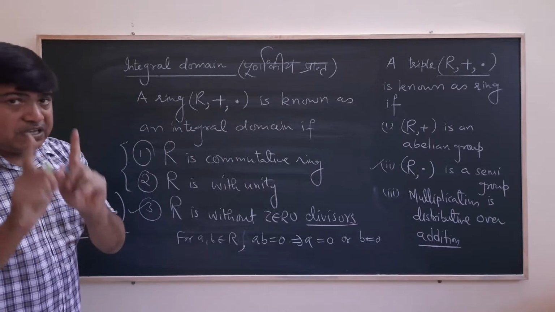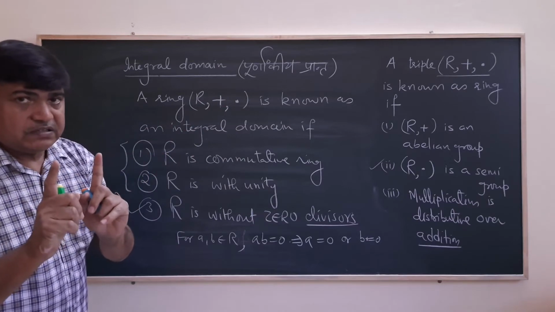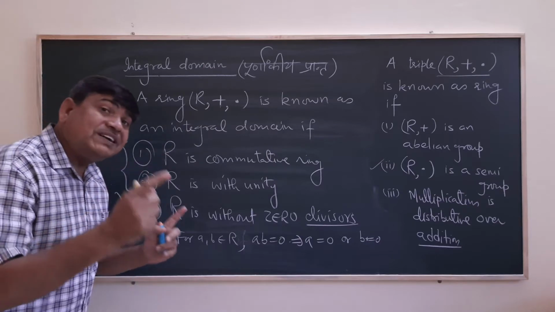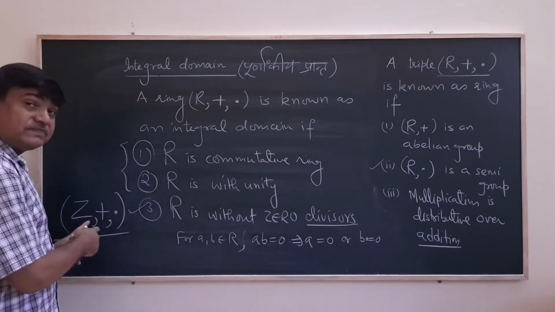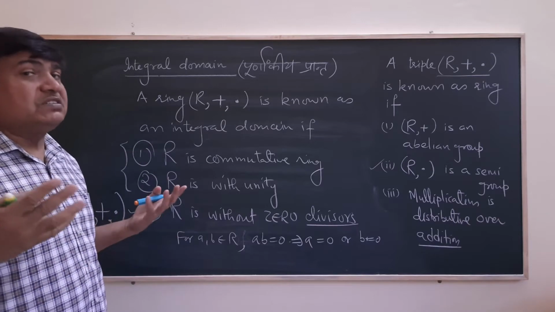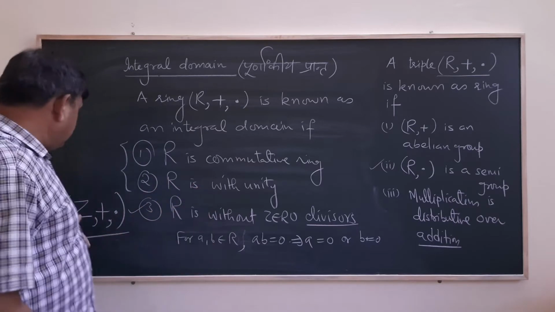Remember, again I am saying, a non-zero element is not invertible here. Suppose I consider number 2, then 2 inverse does not exist. 1 by 2 is not an integer.